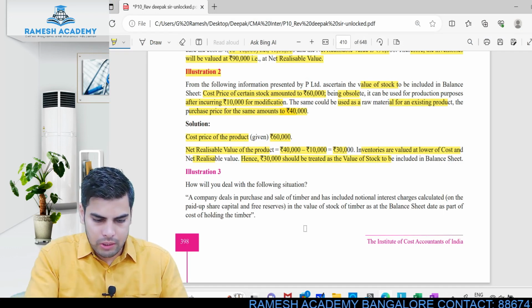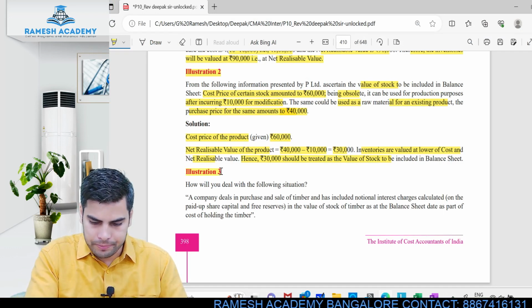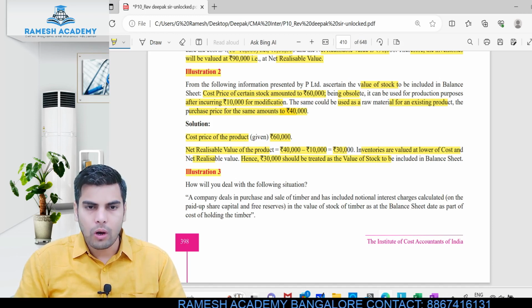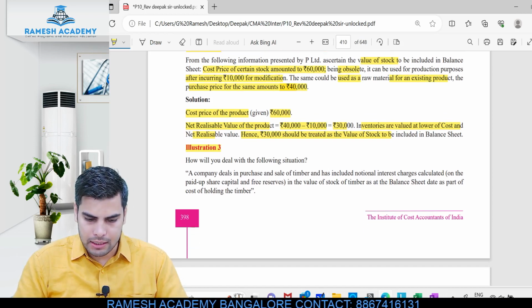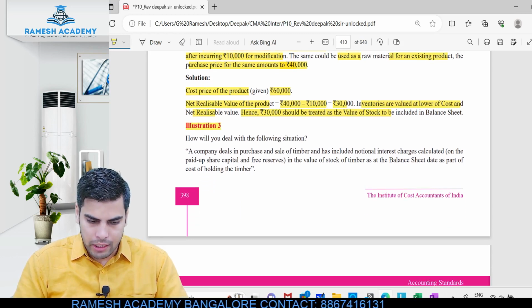All right, so let's look into this illustration number 3 now. How will you deal with the following situation? They have given you quite a few situations and they're just asking us how exactly we are going to deal with these situations.